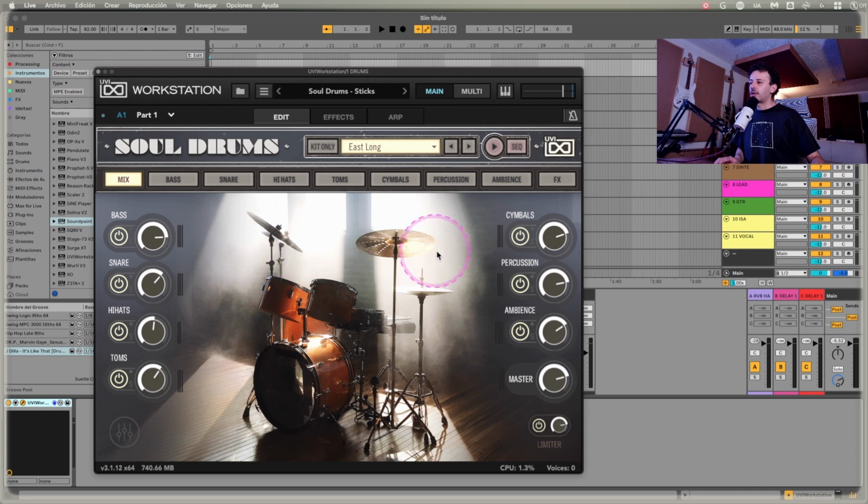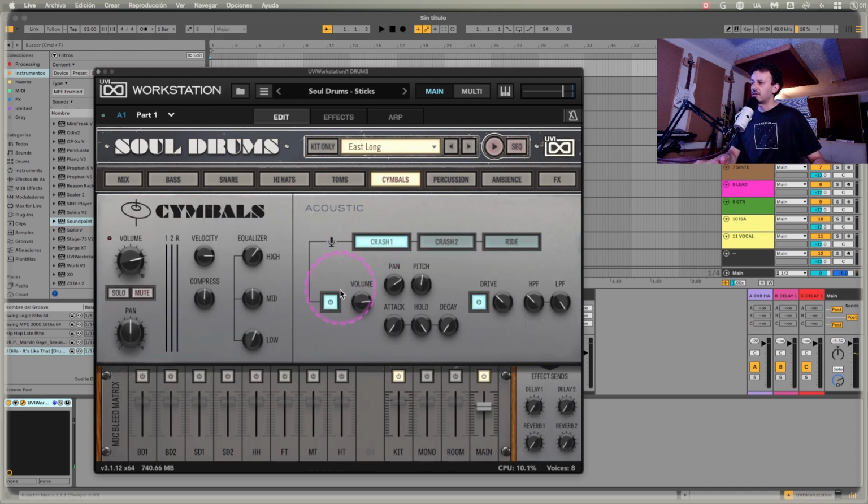Up here, we usually have two things, the crash and the ride. The ride usually goes on the right of the drummer and the crash goes on the left. Crash is the one that you usually use for transitions. So you will listen to the crash on your right next to the hi-hat, and the ride is on the other side.